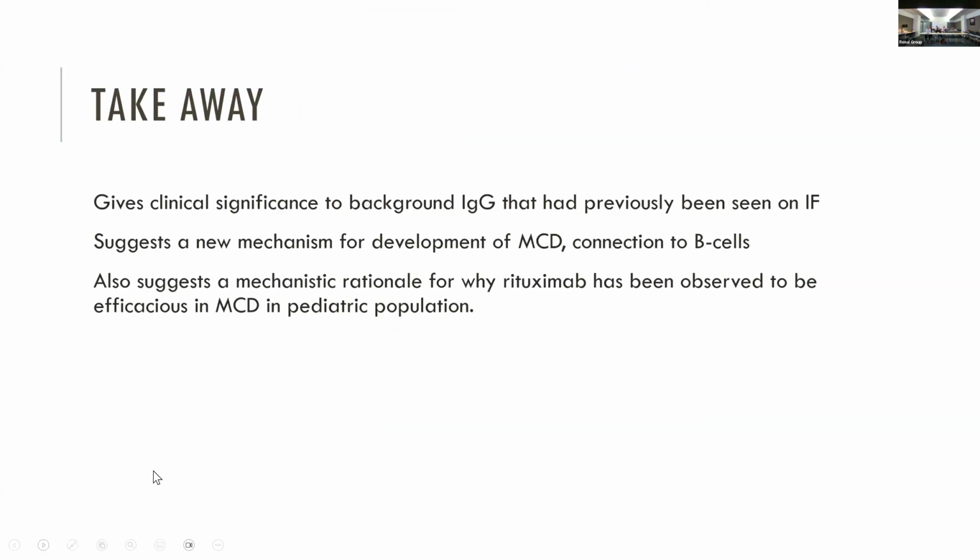So the takeaway is that it's been unclear what the circulating factor is. There's a lot of theories, but there's a decent amount of patients in these studies, 60 to 70% of minimal change patients, who had this anti-nephrin antibody. And it gives clinical significance to that background IgG that's been seen in IF, suggests a new mechanism, and also suggests a mechanistic rationale for why rituximab has been observed to be efficacious.